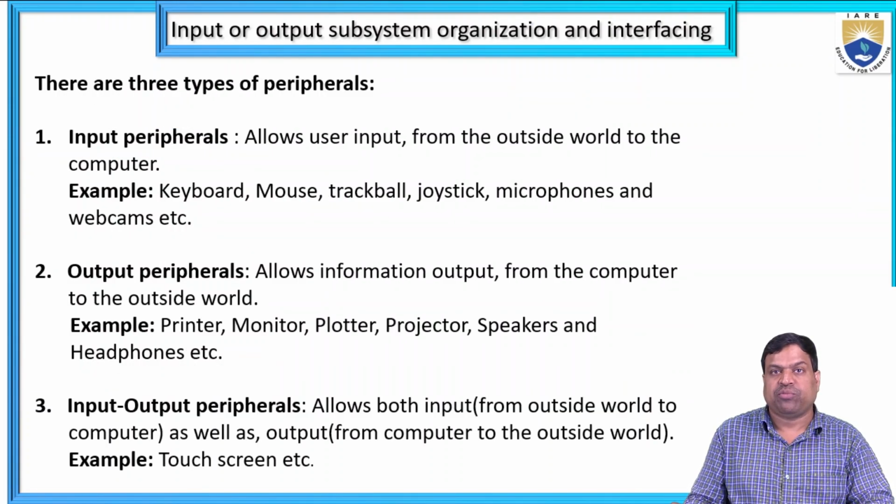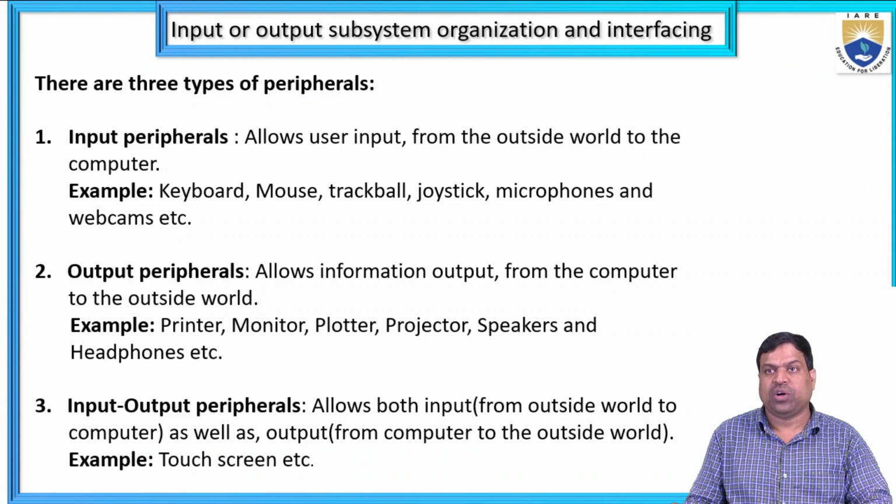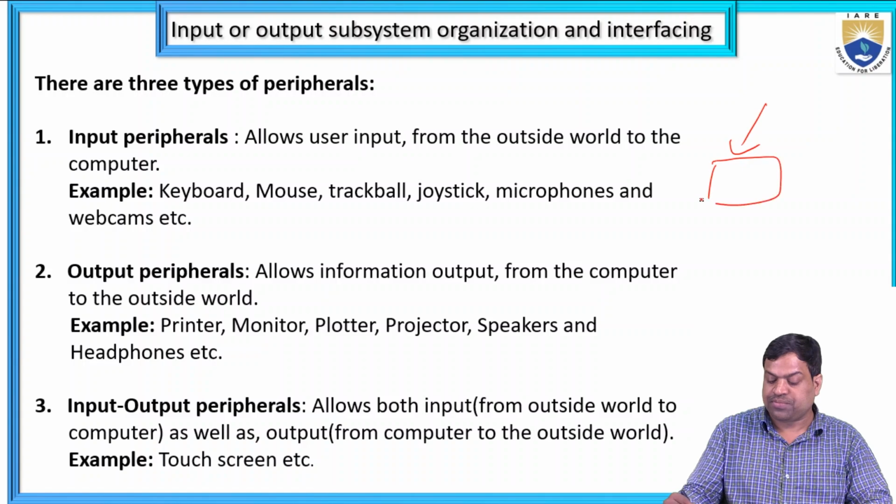And there are three types of peripherals: input peripheral, output peripheral, and input output peripheral. Input peripherals allow user input from the outside world to the computer. Outside world to the computer.